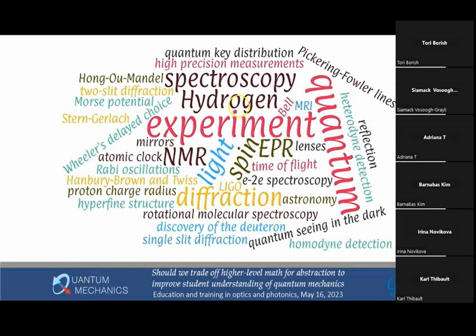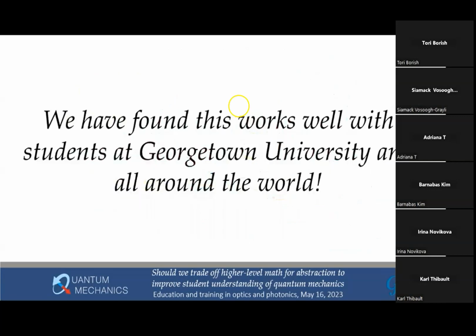So, in this one semester course, these are the kinds of experiments I cover. Hong-Ou-Mandel, I cover Stern-Gerlach, delayed choice, Hanbury Brown and Twiss. We look at key distribution, high precision, Pickering-Fowler lines. I do quantization of light, so we look at heterodyne, homodyne detection, time of flight to measure momentum, and so forth. I do this all in just a one semester class.